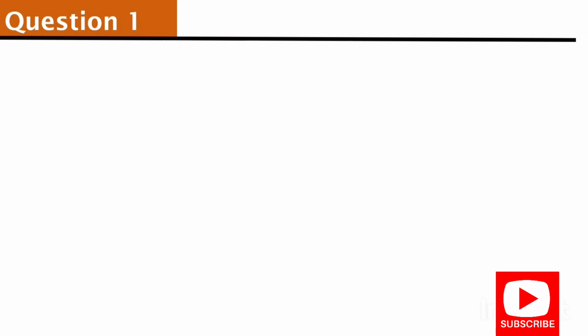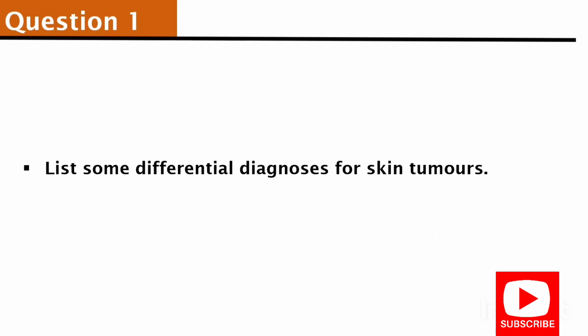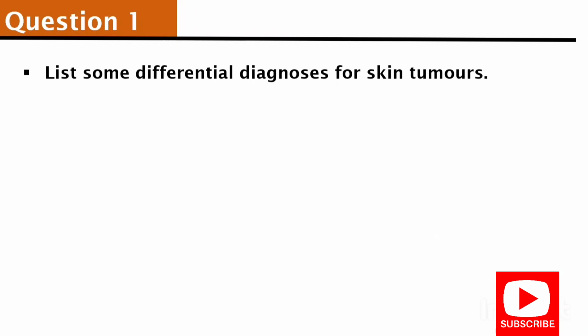Now, let us look at the first question that I picked up. Number 1 is: list some differential diagnosis for skin tumors. What it means is that if you know what skin tumors are, meaning there's a growth in the skin, they want you to list some possible causes, some possible conditions that can mimic skin tumor.